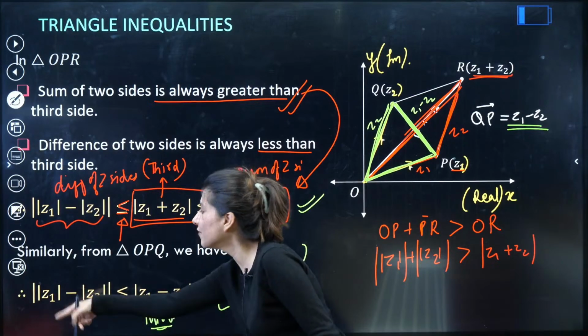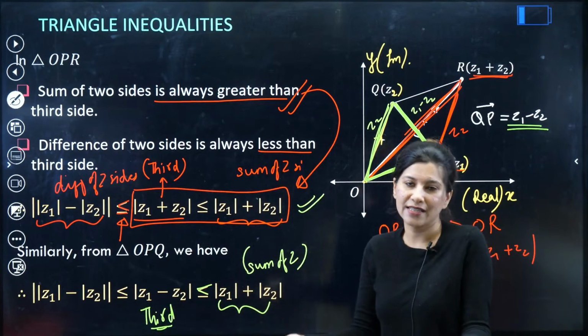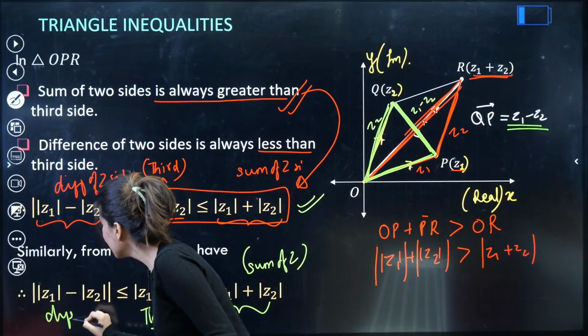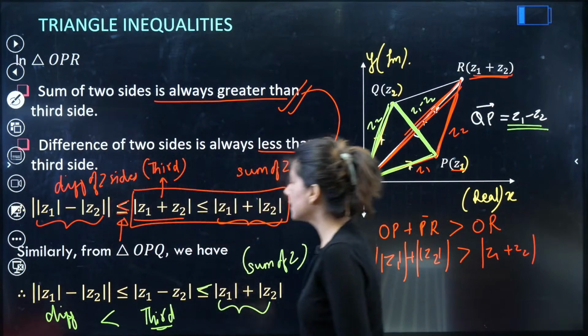And similarly, the difference of two sides. Z1 and Z2 are the two sides. So the difference of two sides is less than the third side.